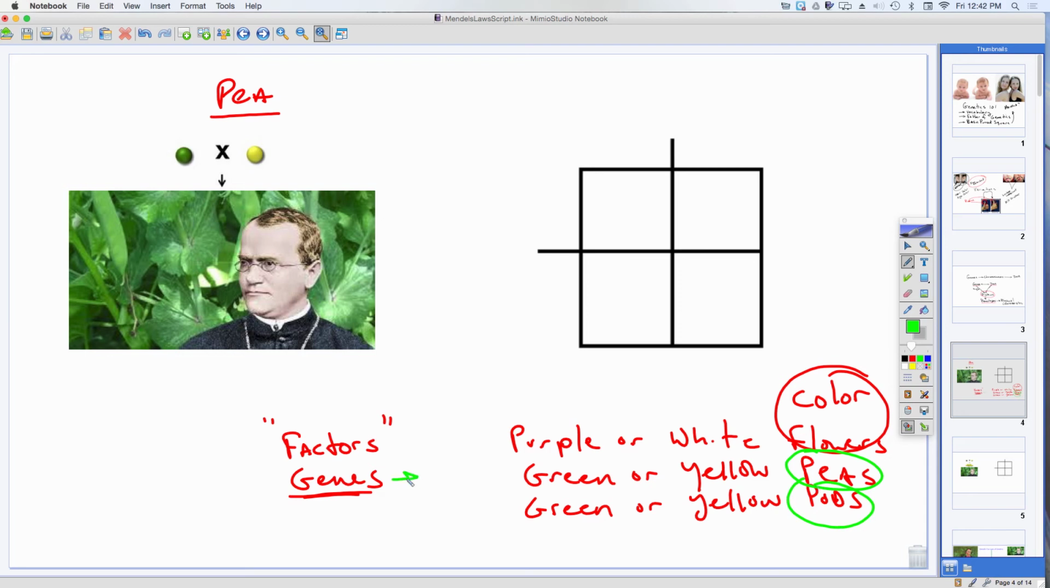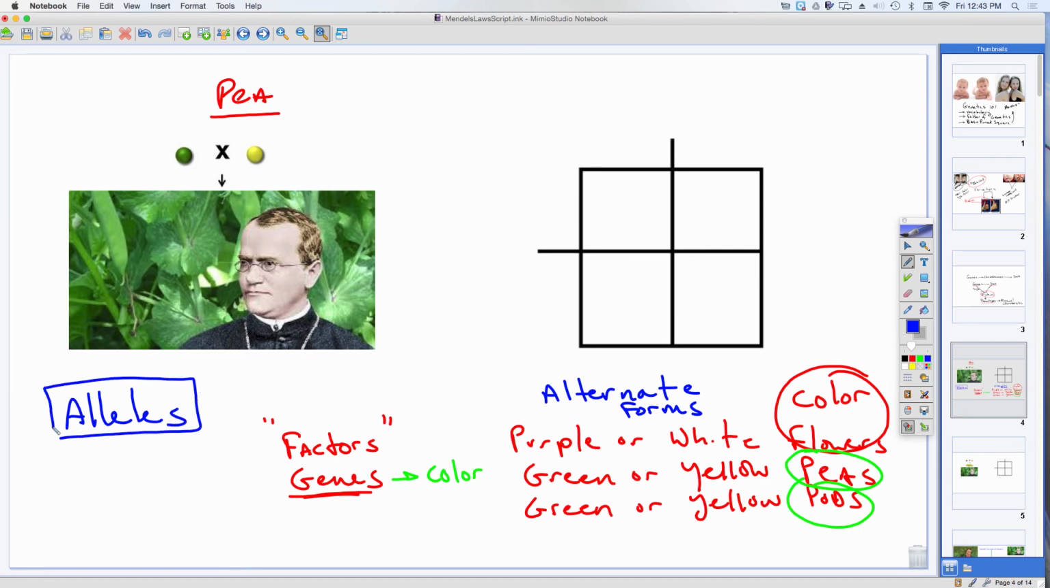So genes here are determining color. Genes are determining height. Genes are determining position. And then he said within these genes there are alternate forms, and he called those alternate forms alleles.